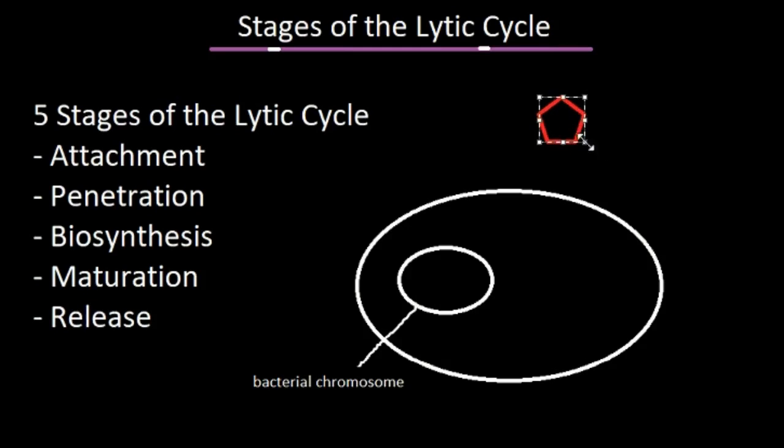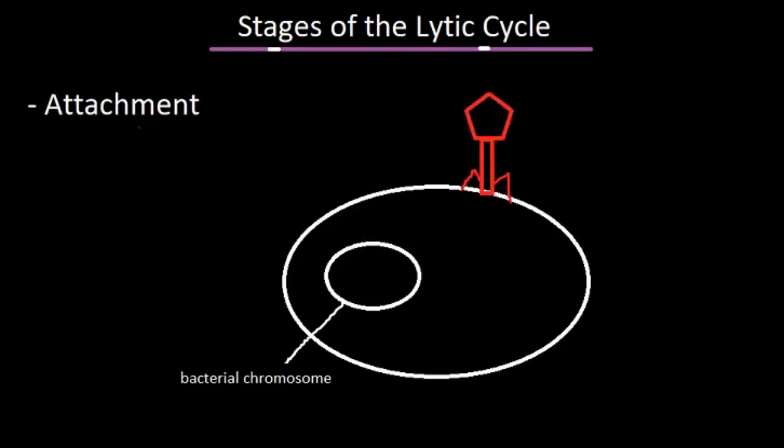The first step is attachment. In the attachment phase, the bacteriophage, or the virus that can only infect bacteria, attaches to the cell wall of the bacteria. This happens because the bacteriophage can bind to the unique receptors found on the bacterium that it is able to infect.